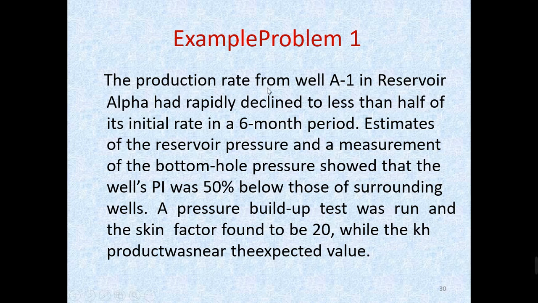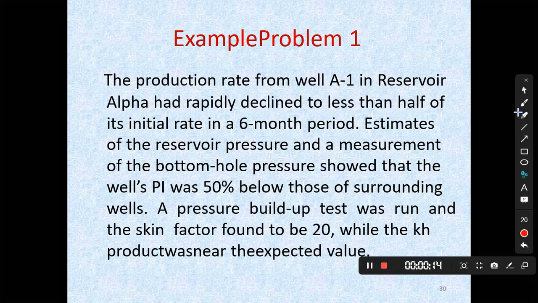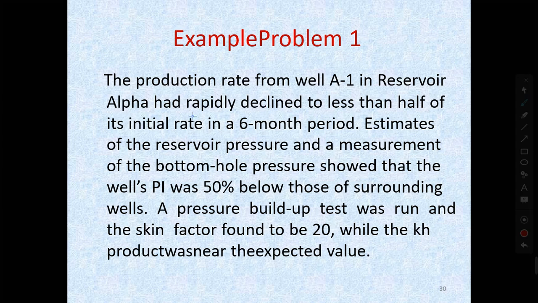Well, we have the production rate, we have the well. The production has declined rapidly. The name of the reservoir is Alpha. There's a rapid decline in production to less than half in the first 6 months. This is quite abnormal, and the nearby wells are producing fine. What is the problem?